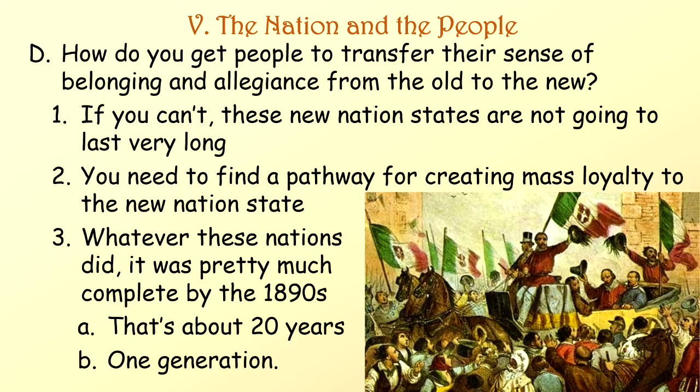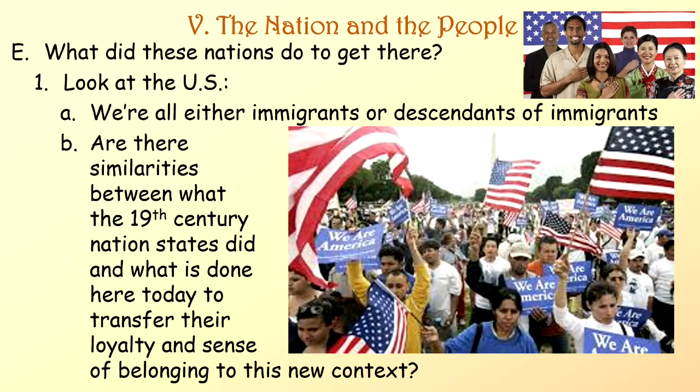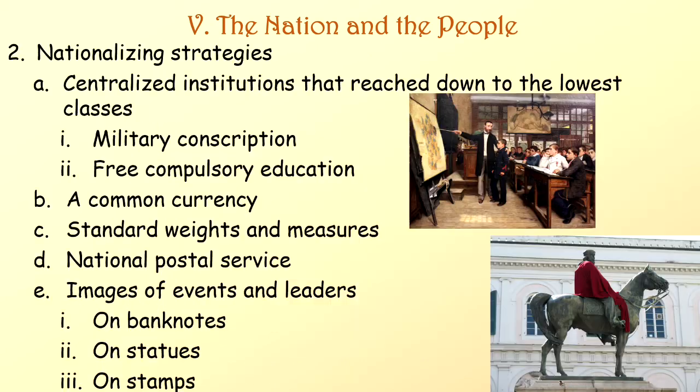But whatever these nations did, it was pretty much complete by the 1890s. That's about 20 years, or just one generation. What did these nations do to get there? Let's look at the U.S. We are all either immigrants or descendants of immigrants. Are there similarities between what the 19th century nation states did and what is done here today to transfer their sense of loyalty and sense of belonging to this new context?